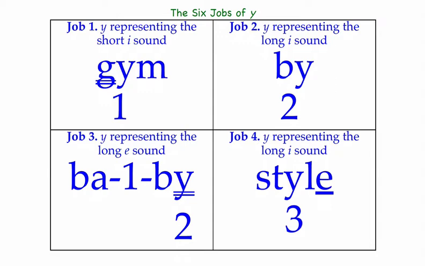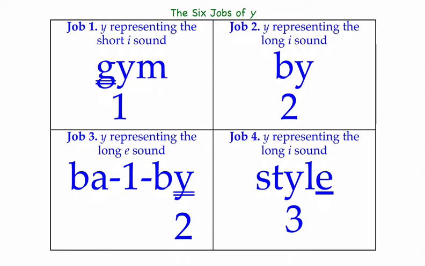Job 3. When Y comes at the end of 2 or more syllables, normally it represents its second long sound, which is the sound E. And when Y represents the sound E, you double underline the Y. That's the second long sound for the vowel Y. And the words that we're going to dictate in this lesson will all contain Y at the end of 2 syllables, where Y will represent its second long sound.